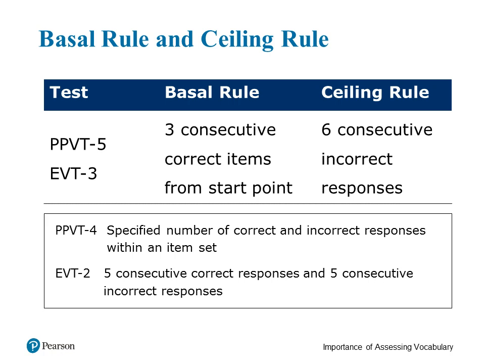So the basal and ceiling rules for the EVT-3 are also changed from the EVT-2. Like the EVT-3, the EVT-2 used a continuous item set, but for the EVT-2, the basal was achieved when the examinee had 5 consecutive correct responses, and the ceiling was achieved when the examinee had 5 consecutive incorrect responses. So again, the new basal rule will be for both tests 3 consecutive correct items from the start point, and the new ceiling rule is 6 consecutive incorrect responses.